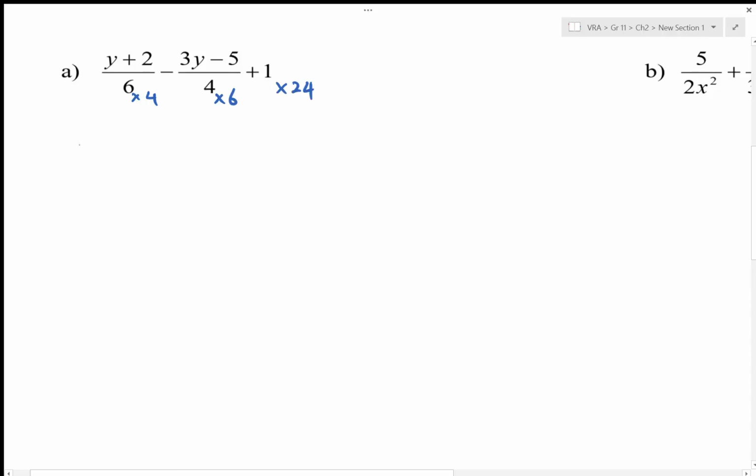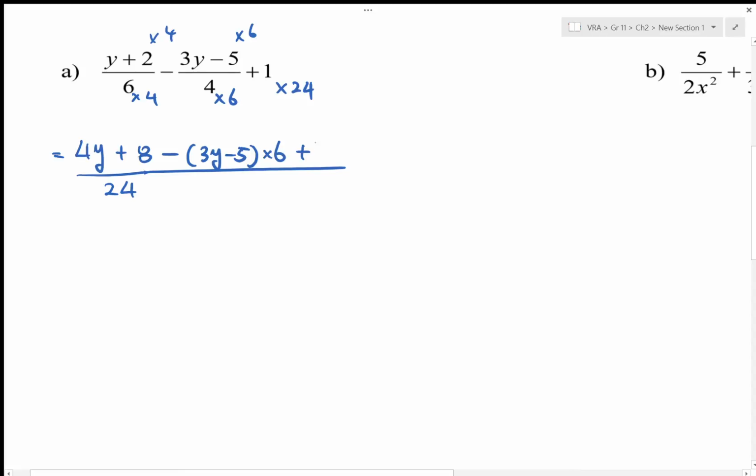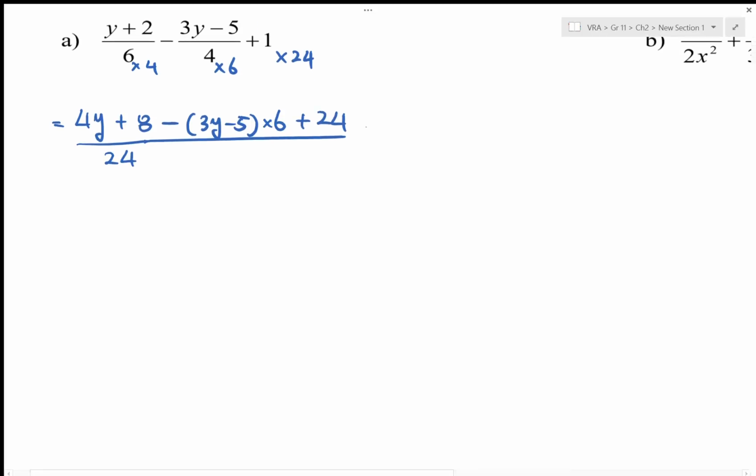So it will be times 4 here, 2, times 6 here, 2. So I have 4y plus 8 over 24 minus, and then over minus 3y minus 5 times 6 plus 24. So this is what I mean by the big fraction, okay?